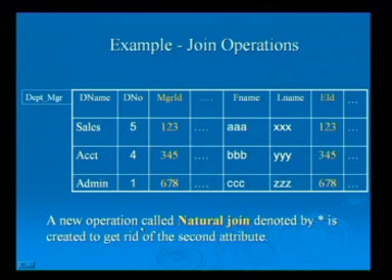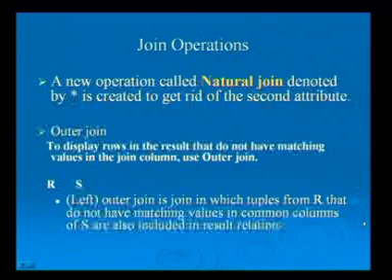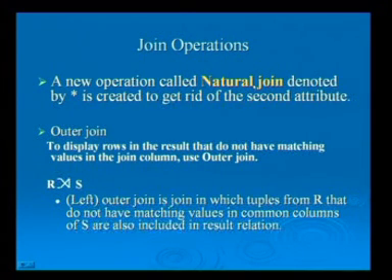So a new operation called natural join has been defined, denoted by the star symbol, to get rid of this duplicate column. The natural join, denoted by star, is created to get rid of the second attribute. And there is another kind of join operation called outer join. This has been defined to display rows in the result that do not have matching values in the join column. The symbol is a bit different from the symbol of the join operation.